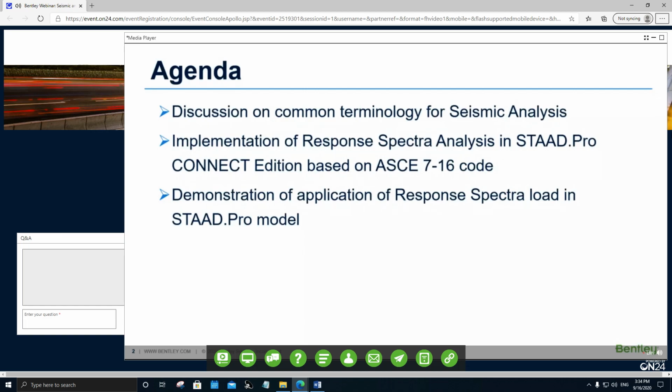And finally, we will use a real STAAD model and demonstrate how to apply response spectrum load along with generation of seismic load combination cases. Now, I hand it over to Sudeep. He will discuss the first 2 segments, code provisions and the STAAD implementation part.